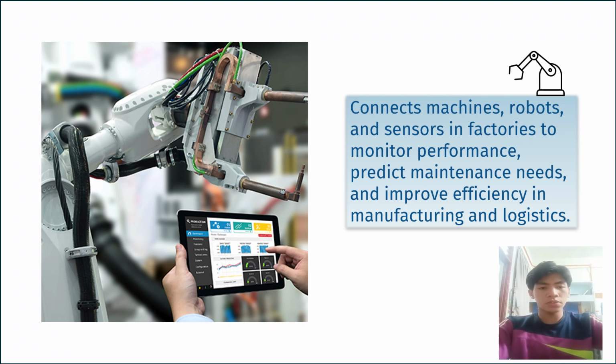So the usage of IoT in industry connects machines, robots and sensors in factories to monitor performance, predict maintenance needs and improve efficiency in manufacturing and logistics.